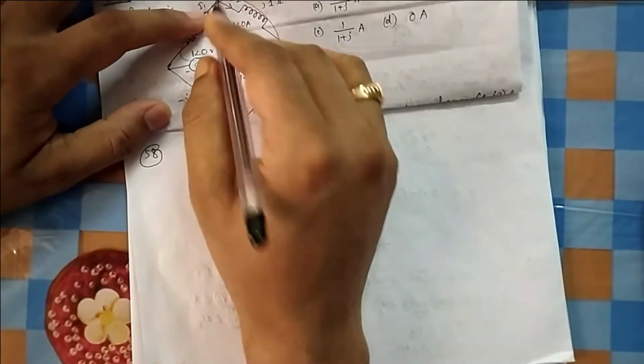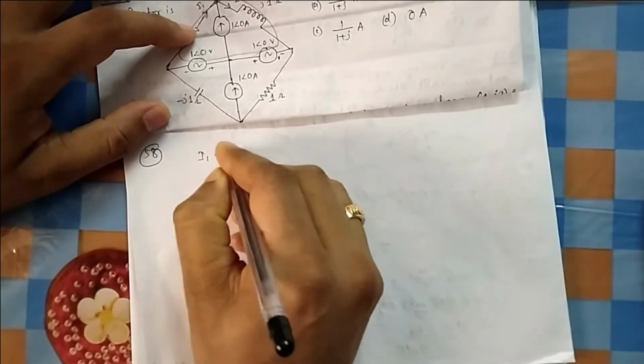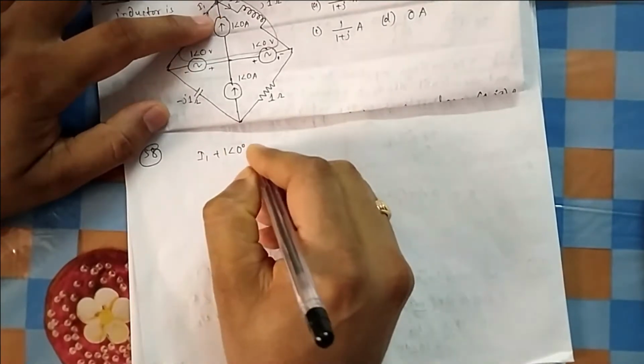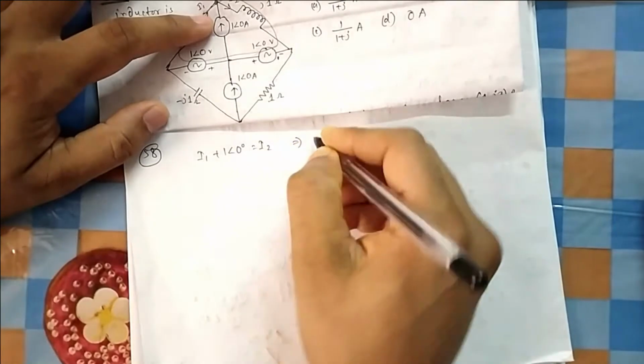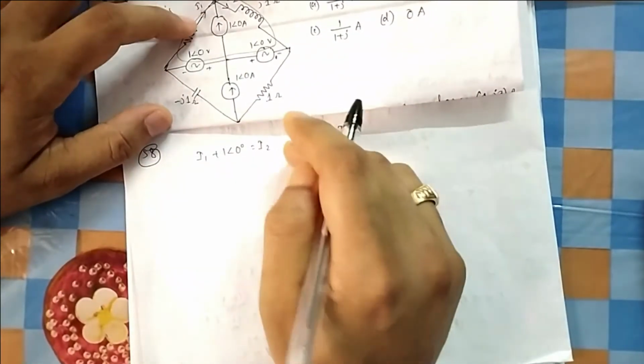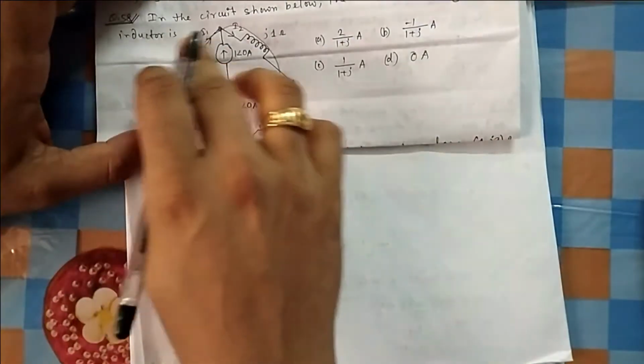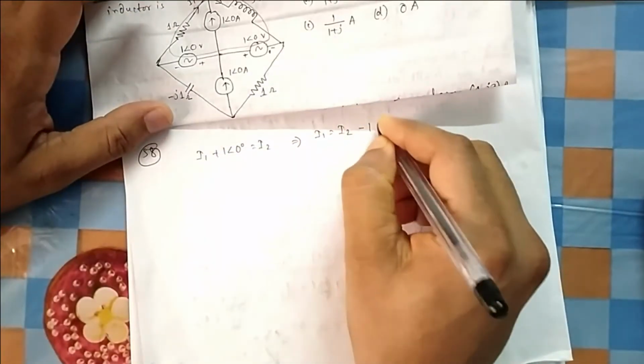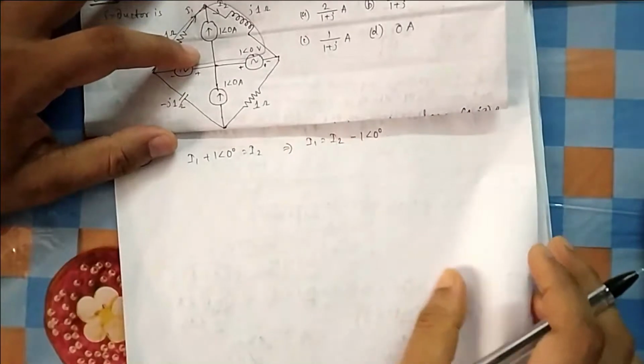Now first let me take KCL there. I1 plus 1 angle 0, both are incoming, is equal to I2. So that means I1 is equal to, because I need I2, so I will replace I1 everywhere, the current through the inductor I2. So I2 minus 1 angle 0.